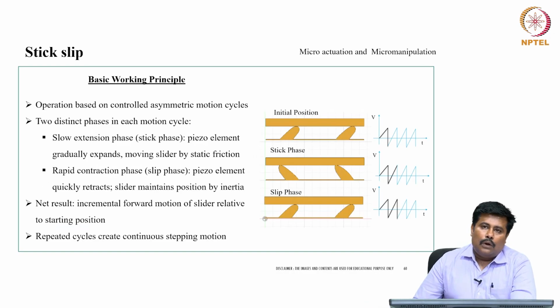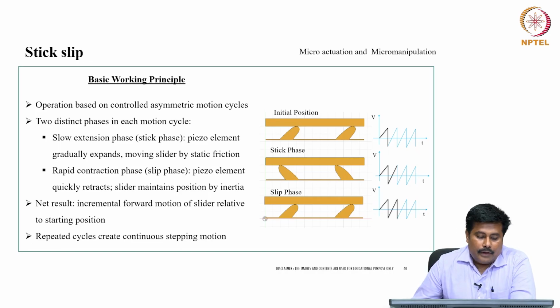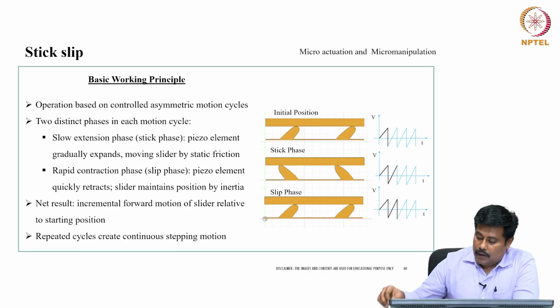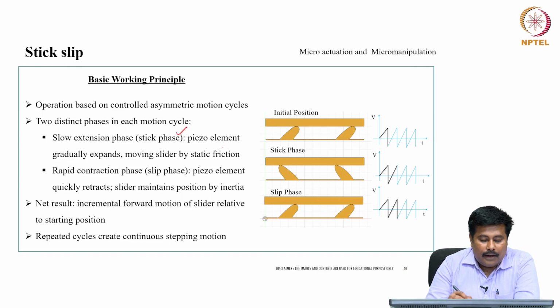When we look into the overall working principle of this stick slip phenomenon, it operates based on a controlled asymmetric motion cycle, as I had discussed earlier. Two distinct phases are exhibited in each motion cycle. One is a slow extension phase, called the stick phase, where a piezo element gradually expands and moves a slider by static friction. Another one is a rapid contraction phase, called the slip phase.